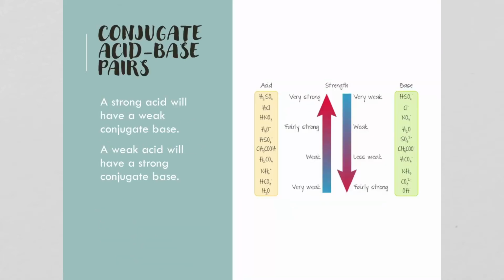So one thing you should know is the relationship between conjugate acid-base pairs. So a strong acid, like sulfuric acid, would have a weak conjugate base. And a weak acid, so water is very weak, would have a strong conjugate base. And something in the middle would have about a middle of the road conjugate base. So that is something that you should know, that strong acids have weak conjugate bases, weak acids would have strong conjugate bases, and vice versa.